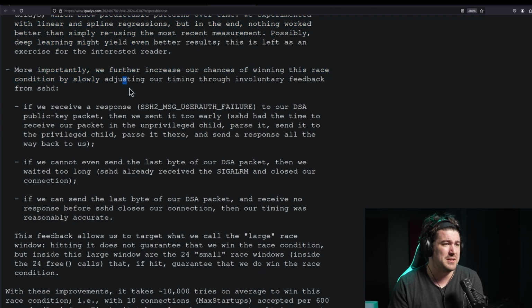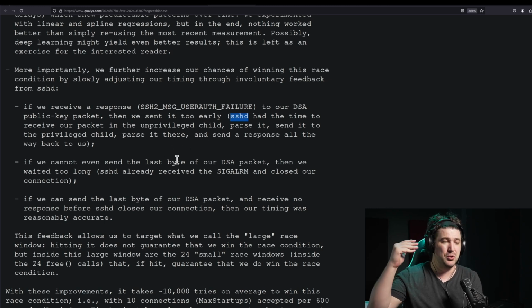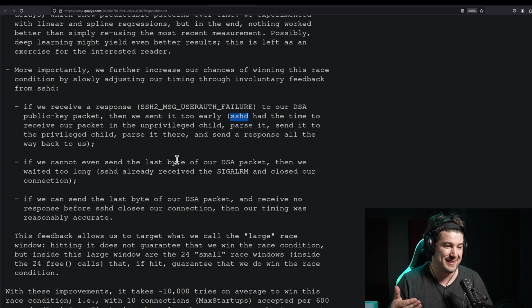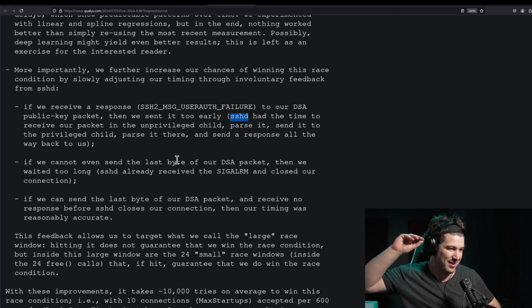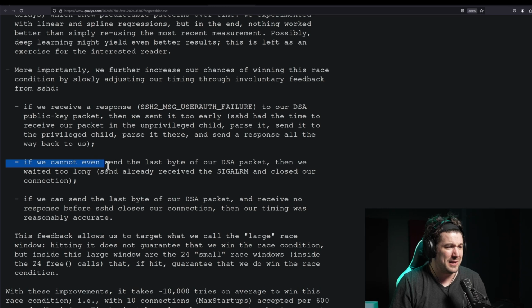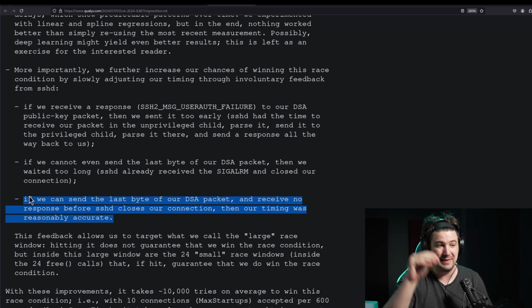More importantly, we further increased our chances of winning this race condition by slowly adjusting our timing through involuntary feedback from SSHD. If we received this response to our DSA public key packet, then we sent it too early. So basically, they're just leveraging what they get back to adjust their timing of when to send that. If we cannot even send the last byte of our DSA packet, then we waited too long. If we sent the last byte of our DSA packet and received no response before SSHD closes our connection, then our timing was reasonably accurate. So they want to keep their timing in this. Okay, that's super cool.